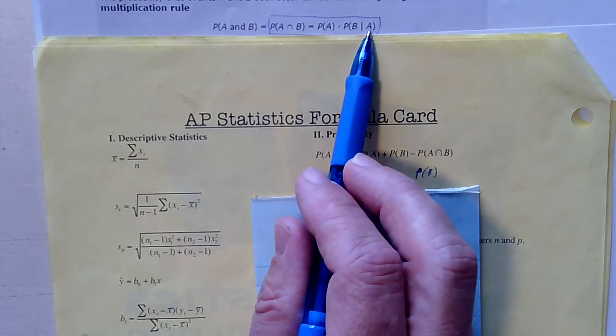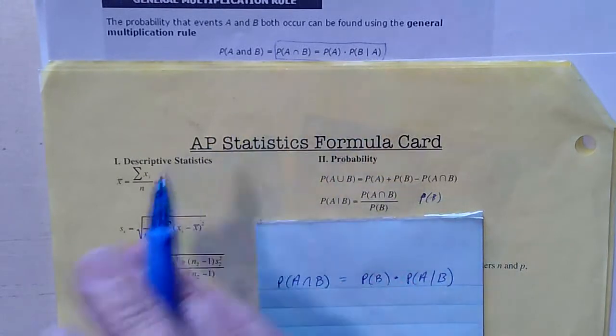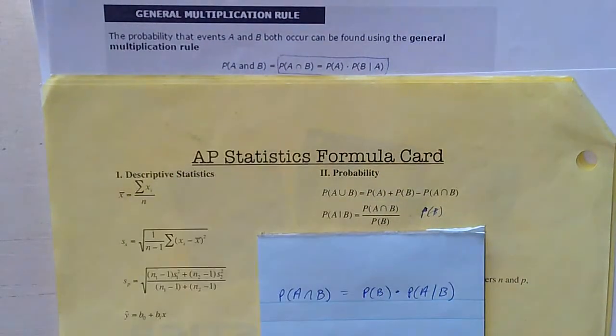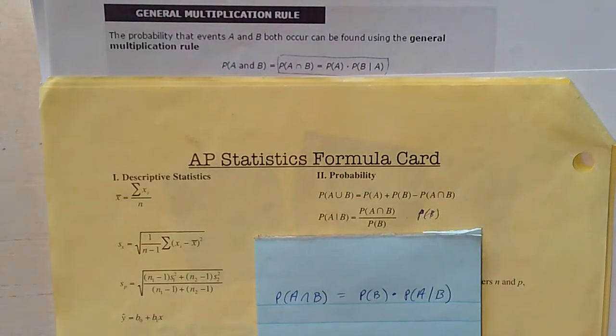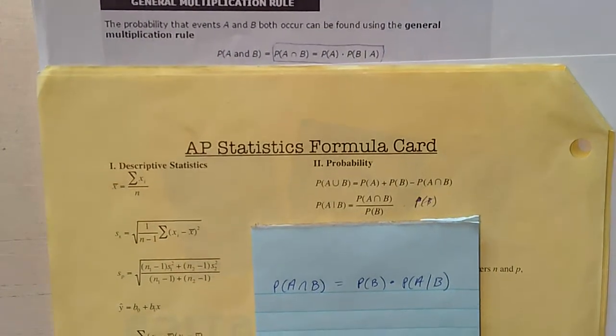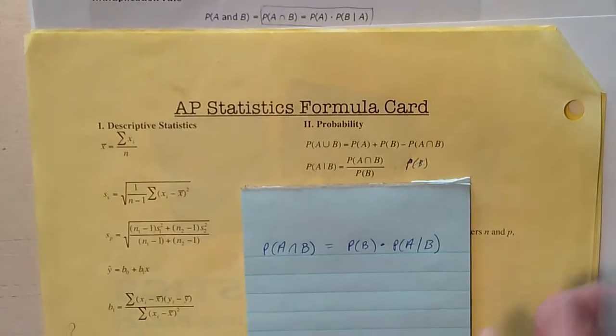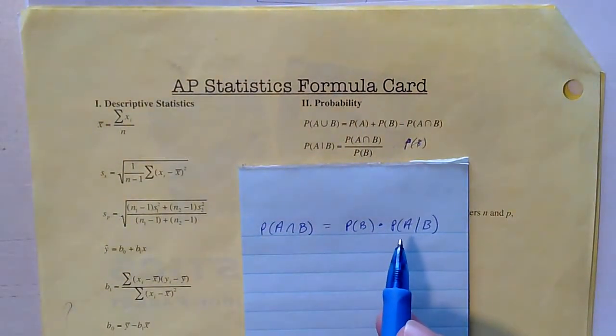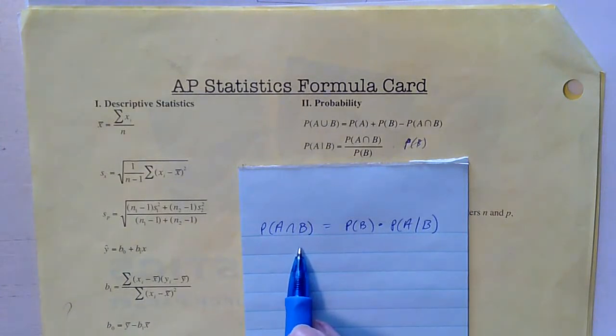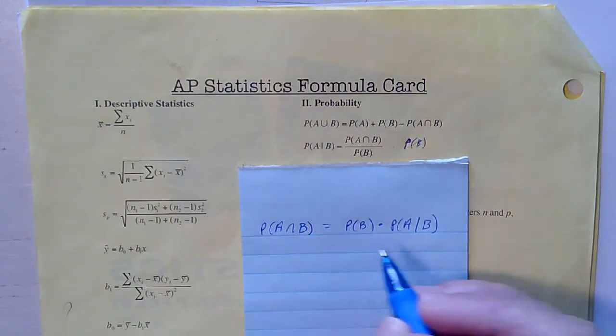Let me show you a real simple example of where we'd use the general multiplication rule. This is what's a little different. There's two events happening now, whereas in section 5.2 it was just one event, like drawing a random card or drawing a person. Two events typically are happening with this situation, or one event has already occurred.